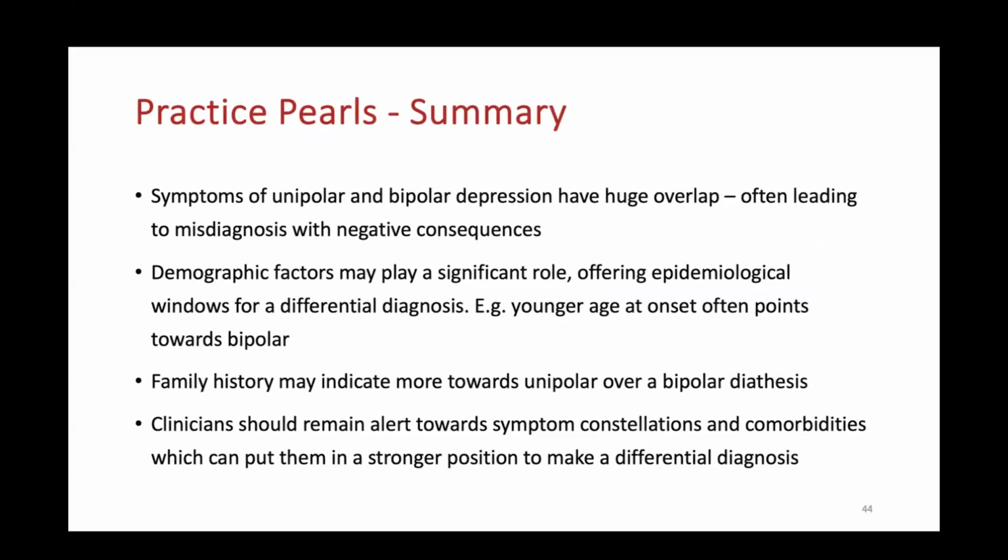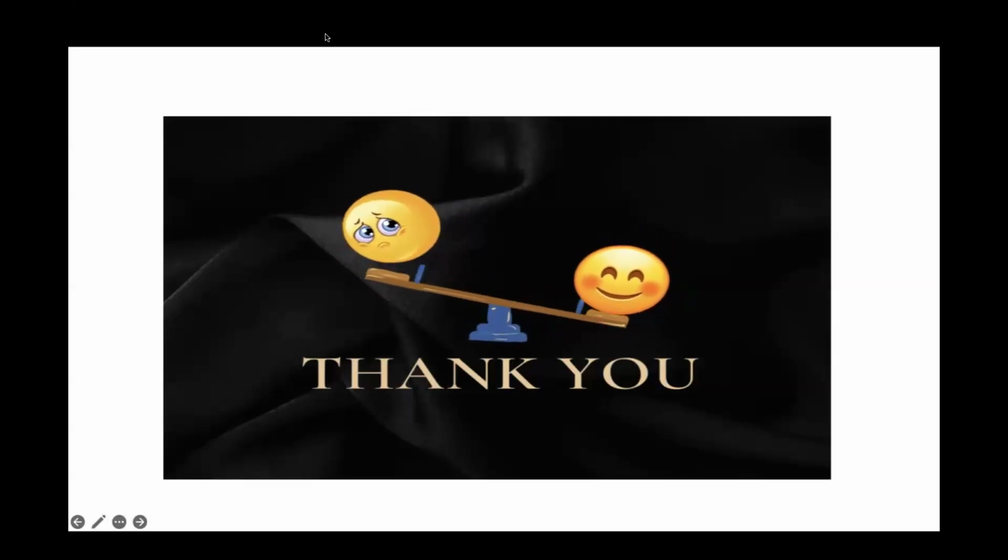So symptoms of unipolar and bipolar depression have huge overlap, often leading to misdiagnosis and negative consequences. Demographic factors may play a significant role, offering epidemiological windows for differential diagnosis. For example, younger age at onset often points towards bipolar. Family history may indicate more towards unipolar over a bipolar diagnosis. Clinicians should remain alert towards symptom constellations and comorbidities, which can put them in a stronger position to make a differential diagnosis. Thank you so much for your patient hearing.